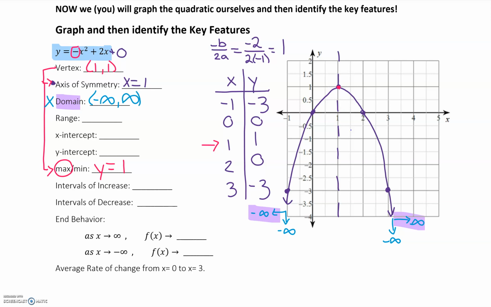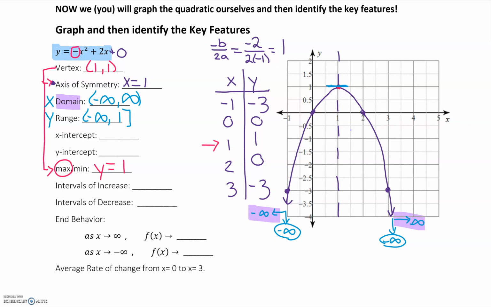While our range is our y's, so that means we look down and then look up. So as we look down, we see that we're going towards negative infinity. And when we look up, we notice that we don't go any higher than the y value of 1. We're going to put a bracket on that because it's an endpoint.